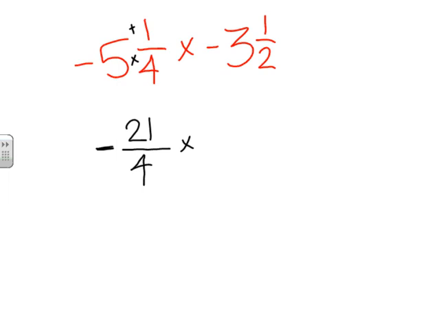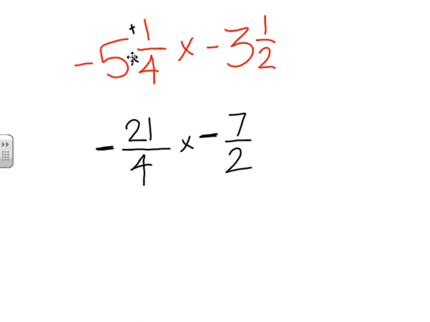Multiplied by negative 3 and 1/2. We're going to have our negative sign. 3 times 2 is 6. 6 plus 1 is 7. So we have negative 7/2. Now it's a multiplication problem just like the ones that we've already seen.